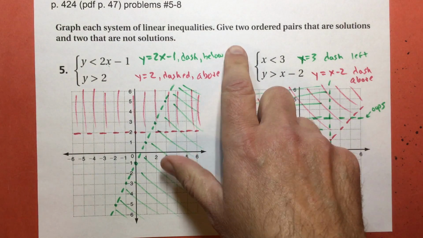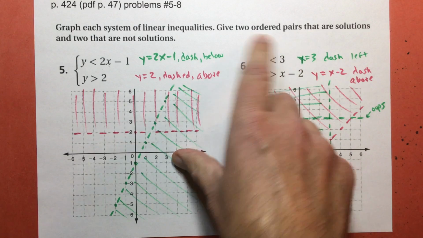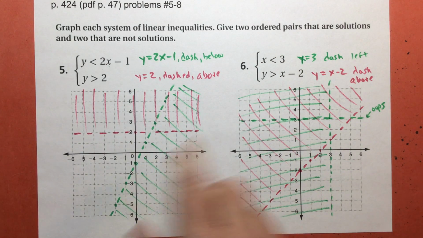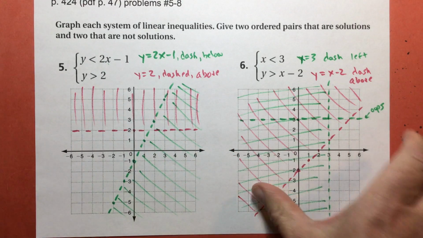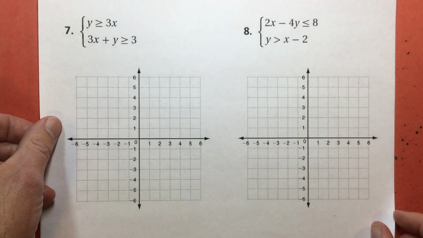And also the directions say give 2 ordered pairs that are the solutions and 2 that are not solutions. Just pick 2 points that are in the overlap, and 2 points that are anywhere else. I'm just not going to waste any video time doing that because we're talking about how to draw it.